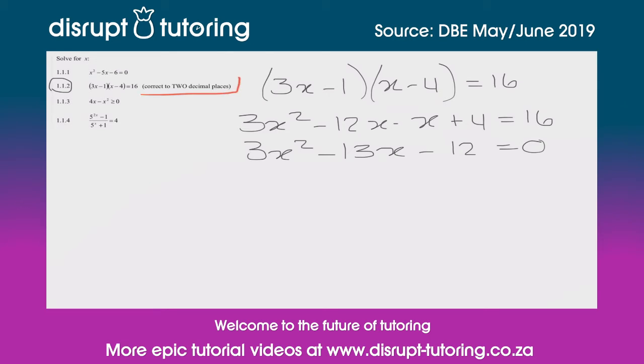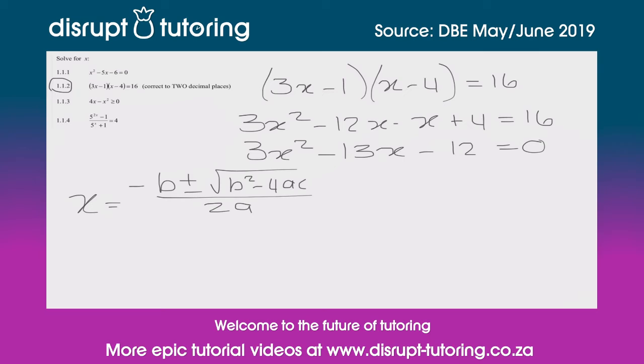And what's very important is they've said to us correct to 2 decimal places, which is a nice hint. It means that we're probably not going to be able to factorize this, and that means we need to use our quadratic formula. So x is equal to, our quadratic formula is going to be -b plus or minus the square root of b² - 4ac, all over 2a.